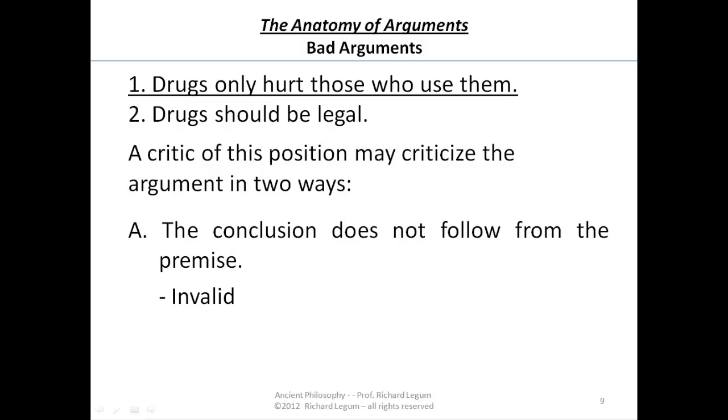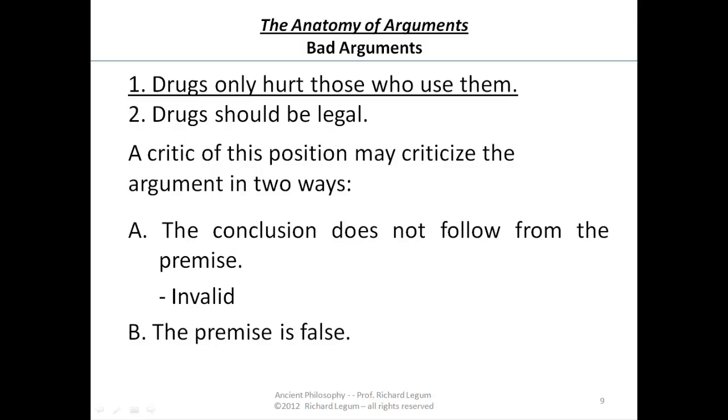And that, we say, is an invalid argument, when the conclusion doesn't follow from the premise or premises. And by contrast, one of the things that makes a good argument is that it would be valid. The second one is, wait a second, look at what happens. Drugs don't only hurt the people who use them. Parents who are drug addicts neglect their children, they hurt their families, they hurt other people who live around them. So another kind of criticism that's raised is that there is a problem with a premise or all of the premises.